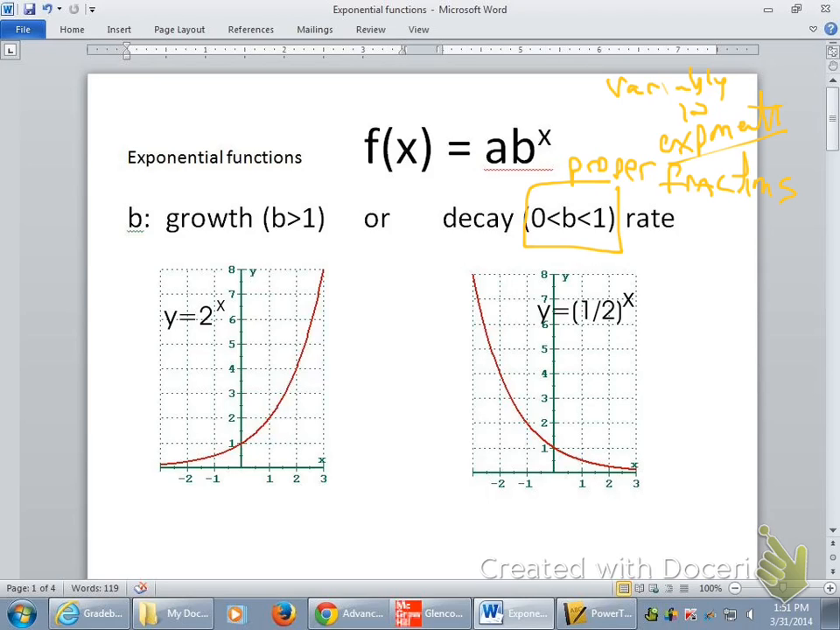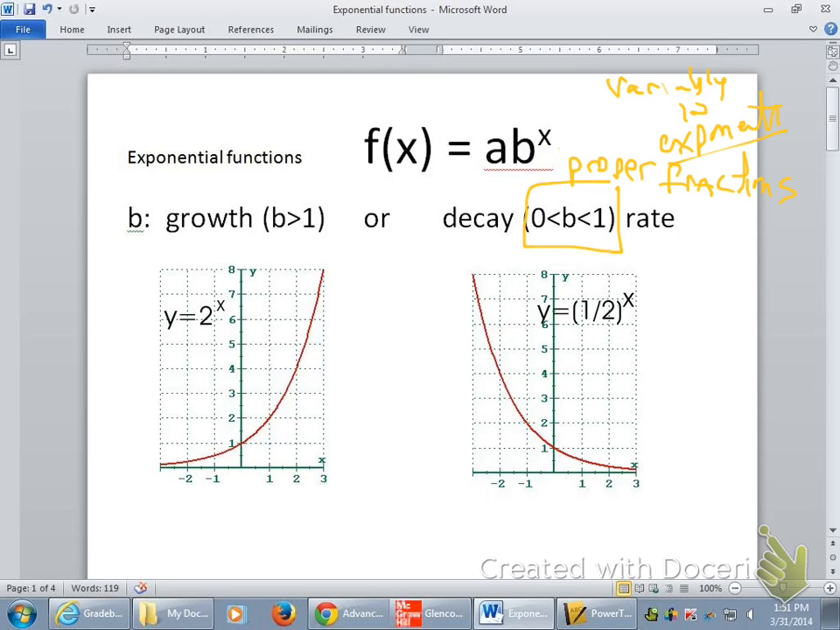Now, I would challenge some of you on your own to try to figure out what happens with the graph if you made your b less than 0 and turned your b into a negative number. But it really takes it to a whole different function, and I don't want to muddy up the waters here, but I could challenge you to do that on your own. So let's look at these two and let's just see what happens, okay?